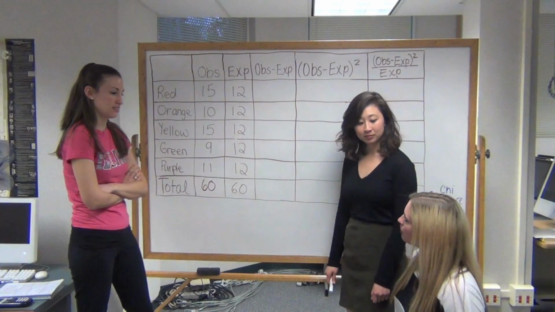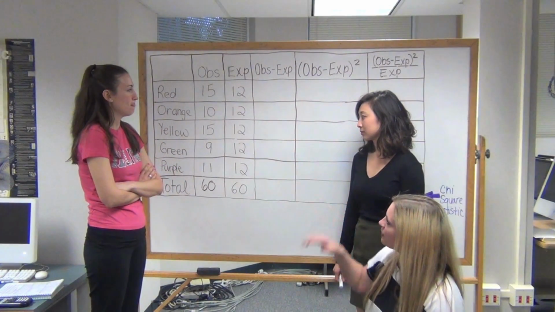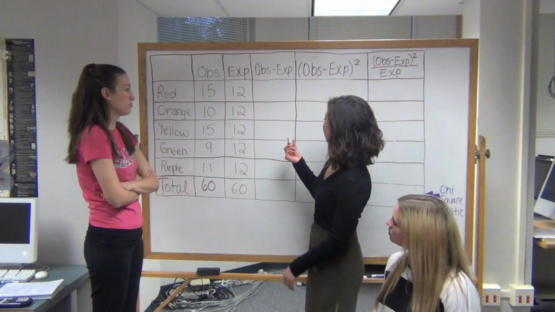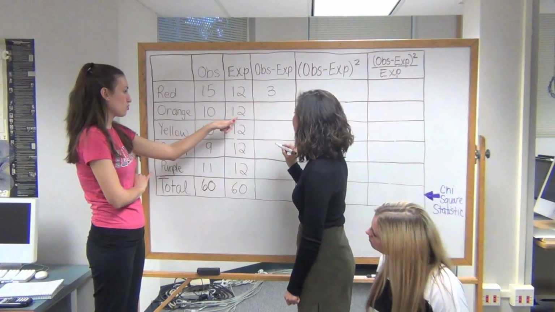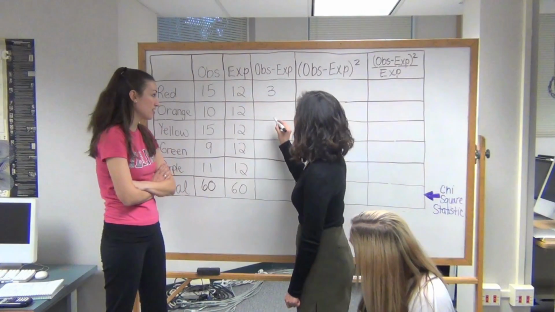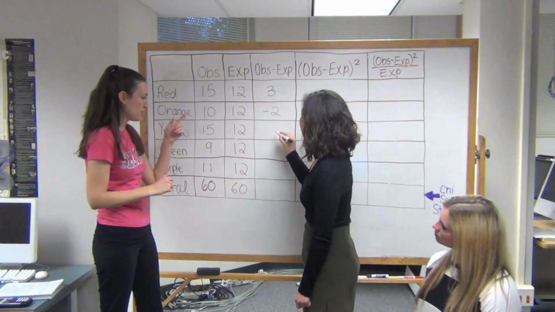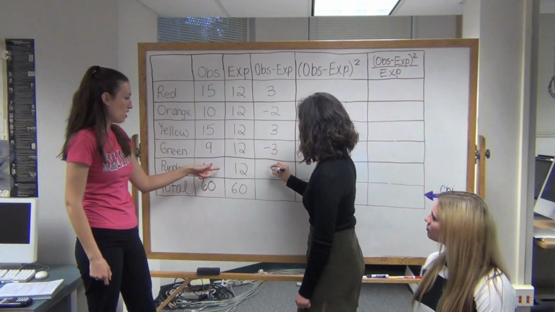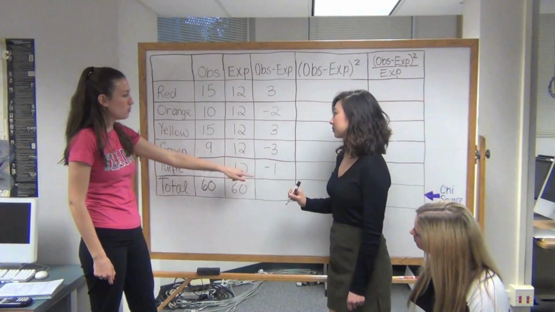So our next step here, we're going to compare this. We're going to do our observed minus our expected. So we want to find the difference here. Okay, so we have 15 minus 12 for the first one, 3. And then 10 minus 12, so we observed a smaller number than we expected, so that's going to be a negative number, negative 2. And then continuing on, we get 3, negative 3, negative 1. And then when we add all of these up, what do we get?